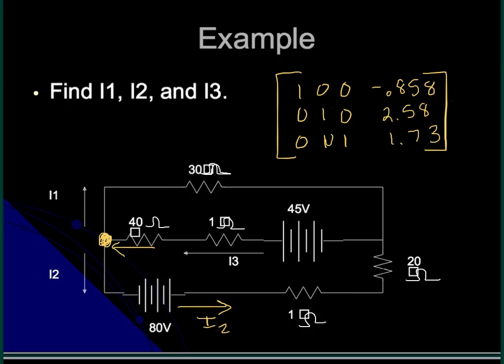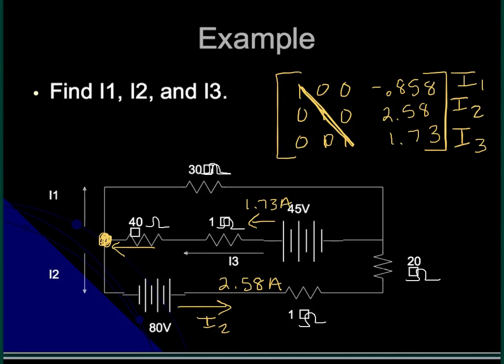So what does that mean? Because we have all ones across here, that means it worked. And then this is I1, this is I2, and this is I3. So I2, coming out the bottom here, is 2.58 amps. I3 coming out of this battery is 1.73 amps.